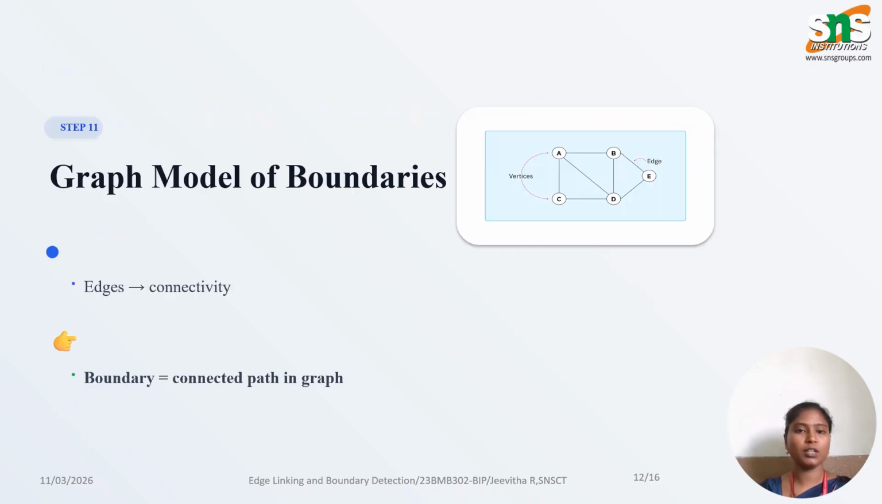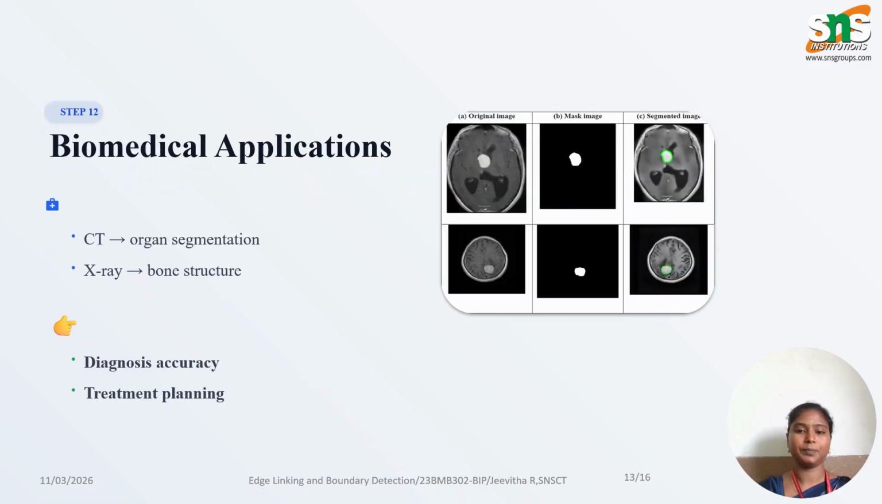Boundaries can also be represented using graph models. Here, the pixels are treated as nodes, and connections are treated as edges. So the boundary becomes a connected path in a graph. This representation is useful for applying algorithms like shortest path or connectivity analysis. It provides a mathematical way to analyze boundaries.